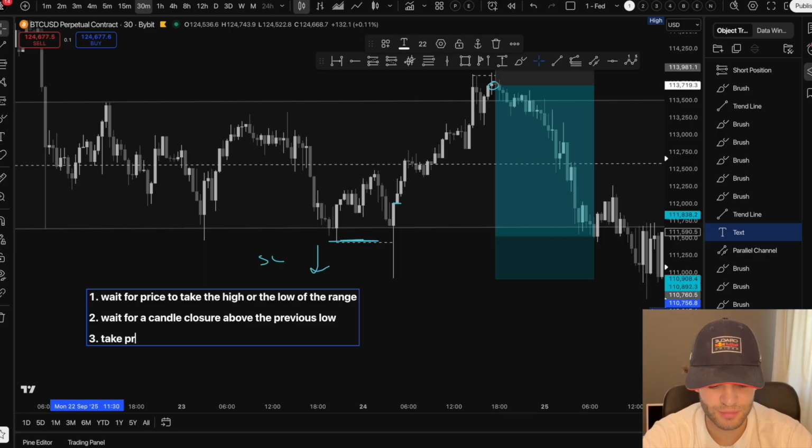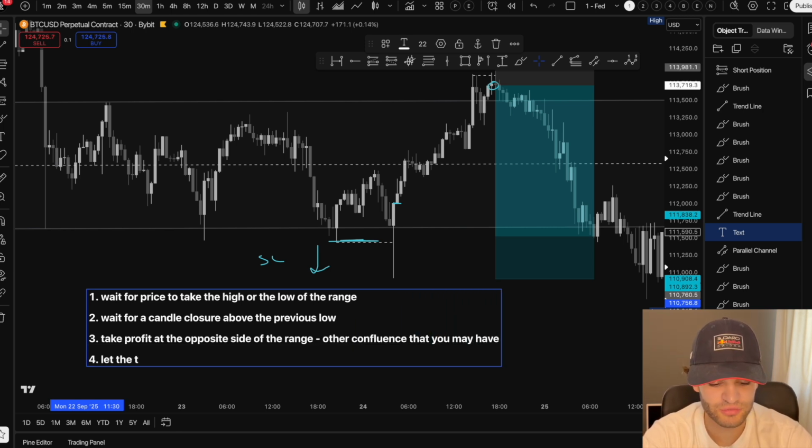So number 3, take profit at the opposite side of the range or other confluence that you may have. And then 4, let the trade run in case of a market structure shift for a swing trade.